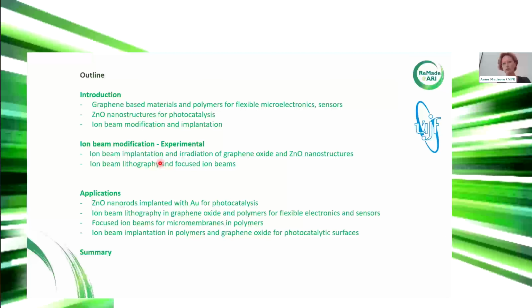Firstly, I would like to say something about motivation, why my main examples are based on graphene-based materials, polymers, and zinc oxide nanostructures, and how ion beam modification and implantation can be employed. Then I will speak a bit about experimental things, because we have a plethora of possibilities for how to use the ions, how to change the parameters, either use broad beams or focused beams, high energy or low energy beams, or single ion irradiation, or ion beam lithography.